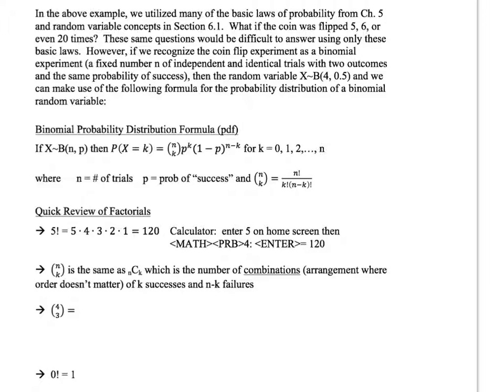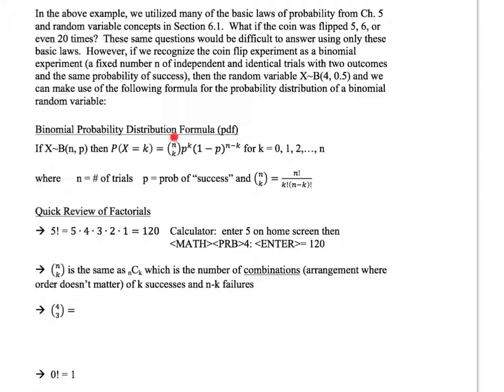And now I'm going to show you some formulas for calculating probabilities with binomial random variables. So first we have this so-called binomial probability distribution formula. If X is binomial with those parameters n and p, then the probability that X equals k, meaning the probability of finding exactly a certain number of k successes, we can do the following formula.